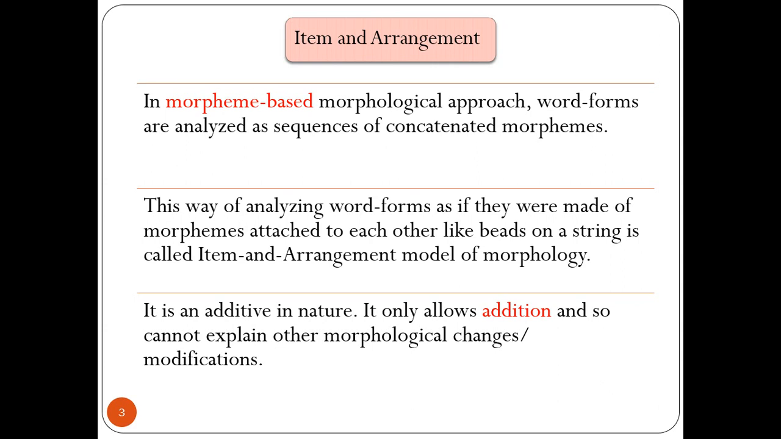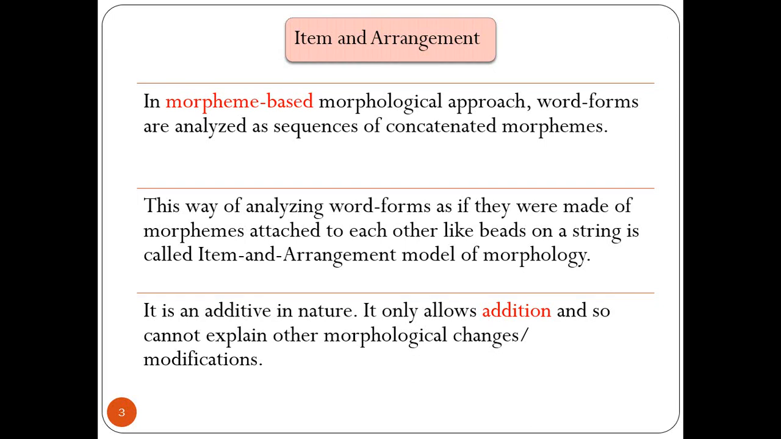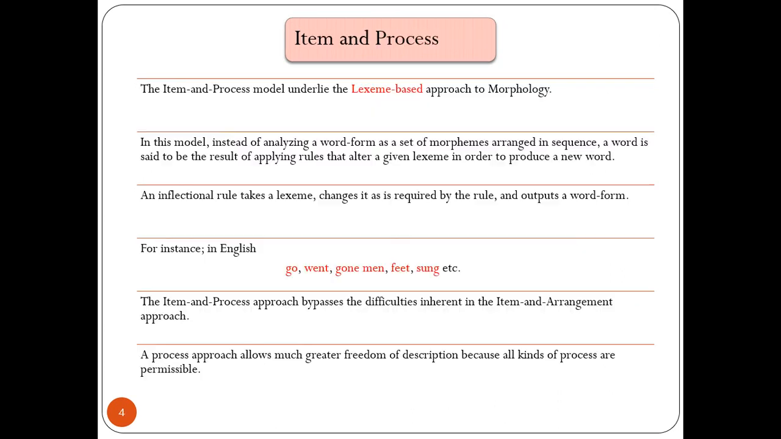So in order to explain other morphological changes or modifications, we have another model, and that's item and process. Keep this in mind that IA is basically affixation or compounding. Either we have affixes attached to bases, or we have compounding: 2 different roots or bases fused together. That's it.